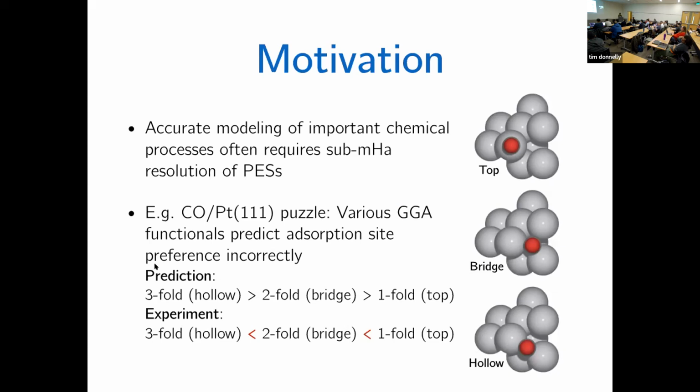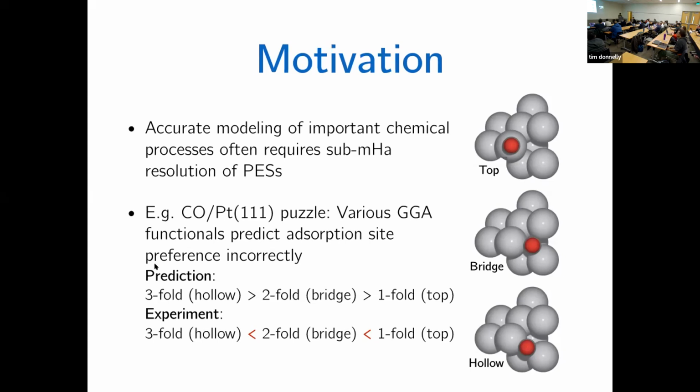A very popular example of this is the carbon monoxide on platinum 111 puzzle. This was identified 20 years ago, and it says that a variety of DFT-GGA functionals actually predict the incorrect stability of the different adsorption sites on the platinum 111 surface. Theory predicts that the threefold is more stable than the twofold, which is more stable than the onefold, but experiment predicts exactly the reverse.